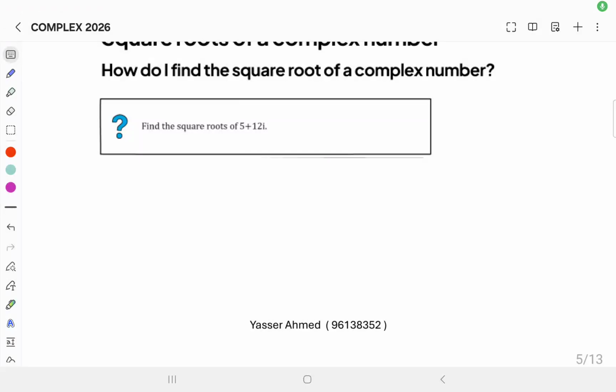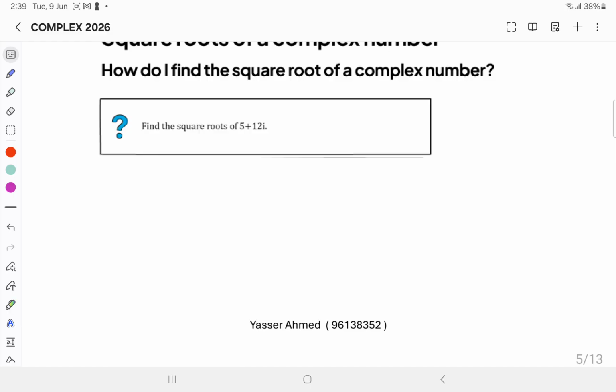So now we are going to the most important point. I think that finding the square root of a complex number is important because that question has not been repeated in past exam papers before. So there is no such question in past exam papers. If you get this question in the exam, it will take at least 5 or 6 marks.